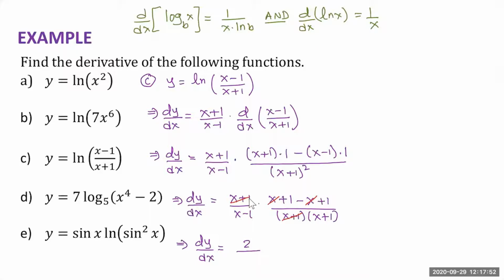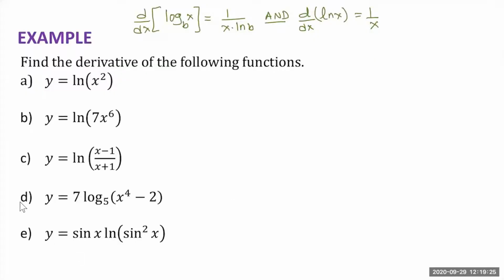And then in the denominator, we have x minus 1 here, and here is x plus 1. So x minus 1 times x plus 1, if you remember the factoring formula for the difference of squares, a minus b times a plus b is a squared minus b squared. So if you multiply these two, or if you FOIL those two, you should get x squared minus 1. So dy over dx is equal to 2 over x squared minus 1. That is the derivative of this function y equal to natural log of x minus 1 over x plus 1.